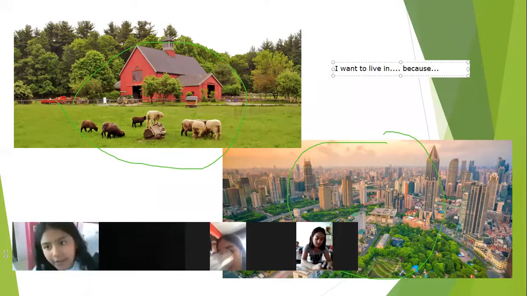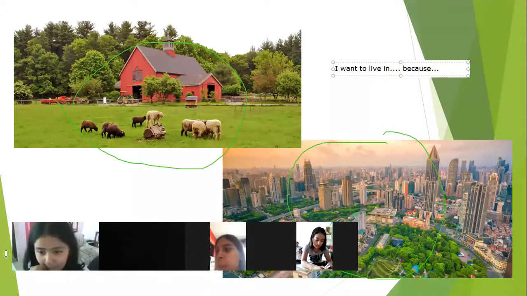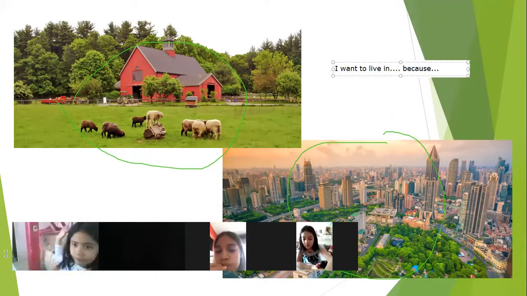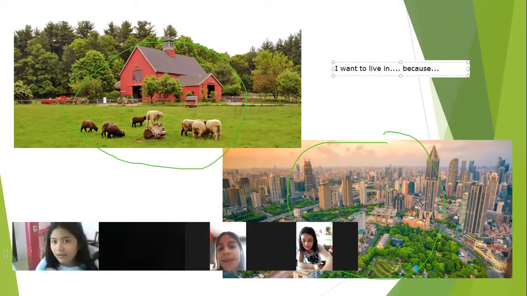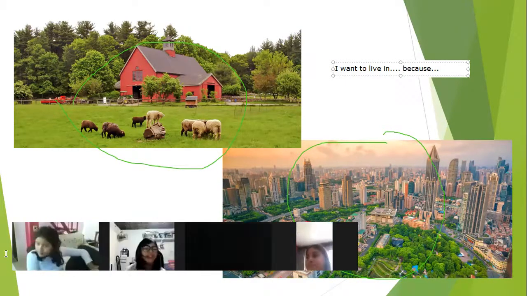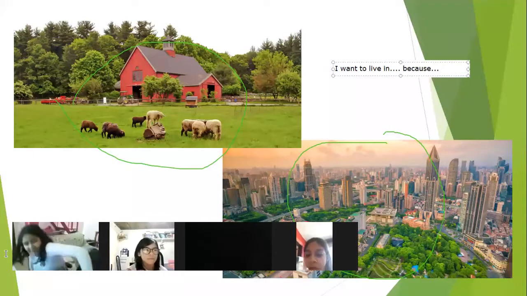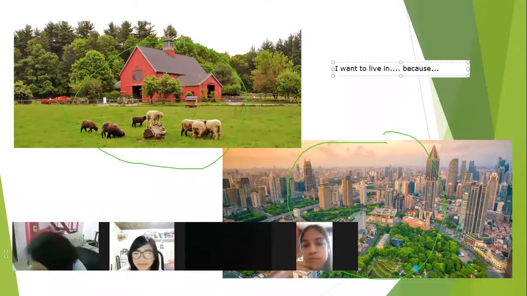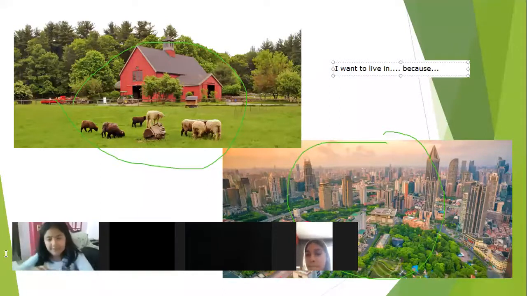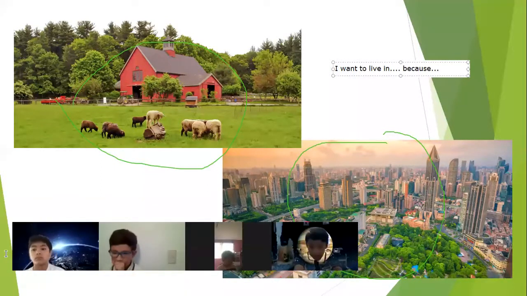Geo. Hi, teacher. I want to live in a farm because you have animals, like cows, that you can't have here in the city. Okay, thank you. Vianey. I want to live in Puebla because it's very nice. Okay, Sarah.